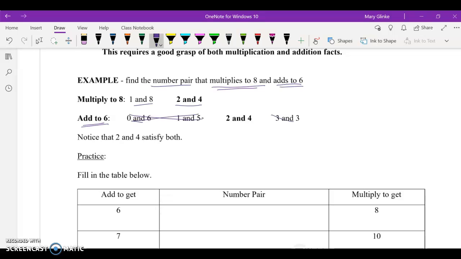Now we really don't need to look at the other ones here. We need to ask ourselves, do 1 and 8 add to get 6? And well, the answer for that one is no. So the only one that actually works in both of those cases is going to be 2 and 4.